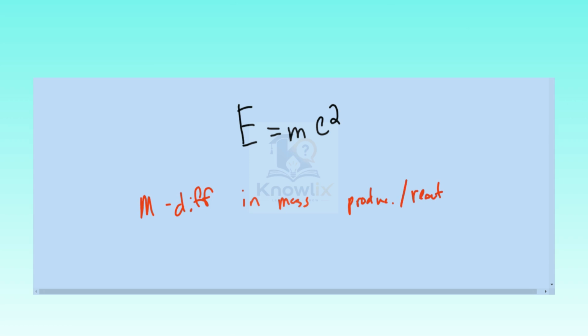The mass is going to have to be in kilograms, and the C value has to be in meters per second for the energy to come out as joules. You need to know that that's how the units cancel out. If everything is in SI, then you'll get the energy in joules, and that's just the most convenient unit.